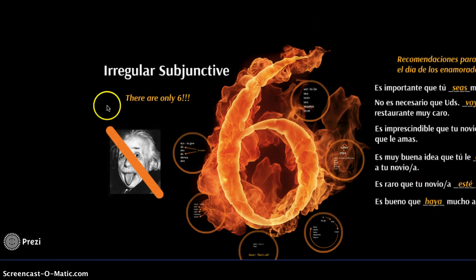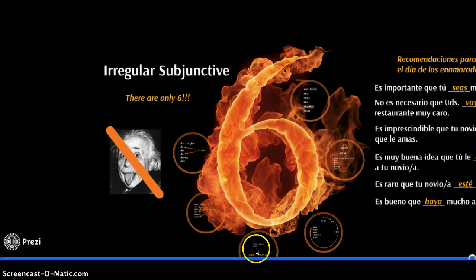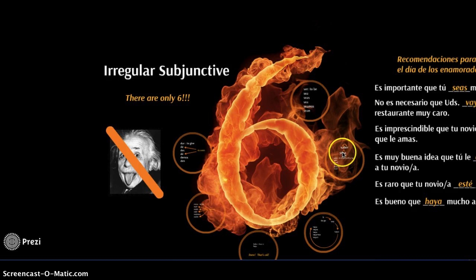So, things to remember. Irregular subjunctive, there are only 6 of them. Dar, estar, haber, ir, saber, and ser. And I showed you the little tricks for all of them. Forget about yo up for these. And we will definitely be practicing these at the center table. You guys did great on your first subjunctive quiz. I hope you will continue to do awesome on the next one.